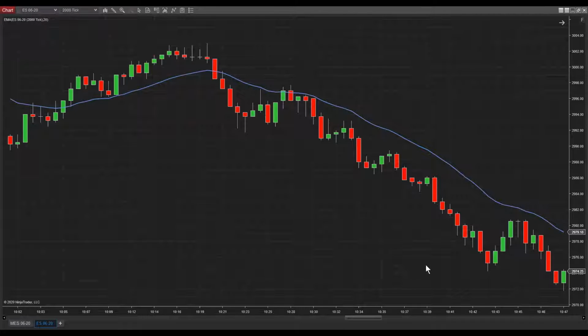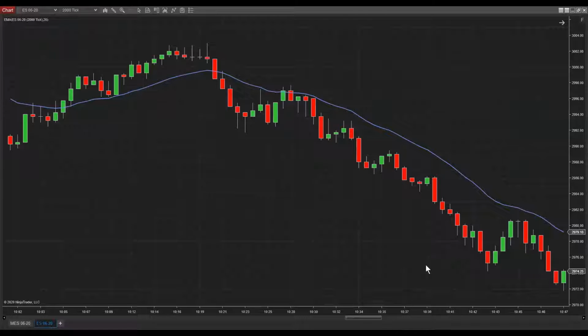How to spot a failed two-legged pullback, also known as a failed second entry. This is by far the best and most reliable scalping strategy. Like everything else in life, nothing is 100%. But with the correct setup and context, this strategy has greater than a 95% rate of success, almost a guarantee. Today, we'll go over how the failed two-legged pullback is set up.